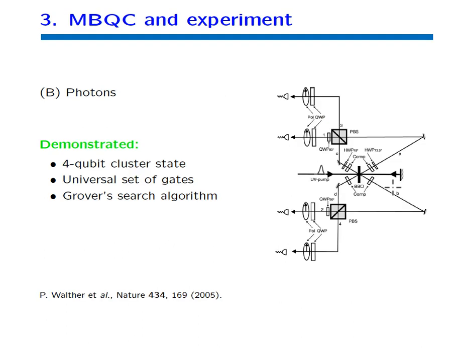So here you have the first experiment that actually experimentally demonstrated measurement-based quantum computation. So that is an experiment that used photonic qubits. And what they did was they created a cluster state of 4 qubits. They demonstrated a universal set of gates, and they even implemented a small algorithm on that system, namely a Grover search on a database with 4 items.